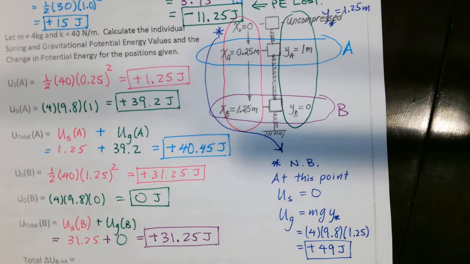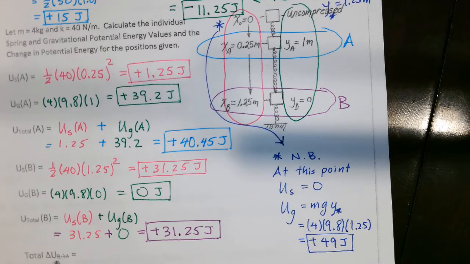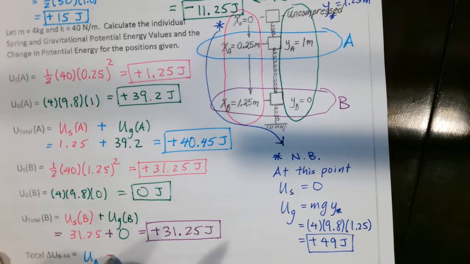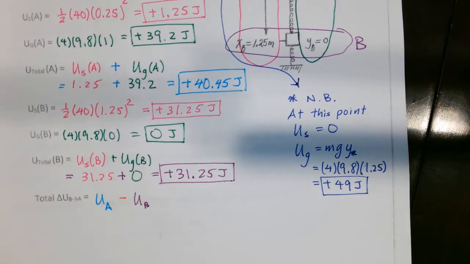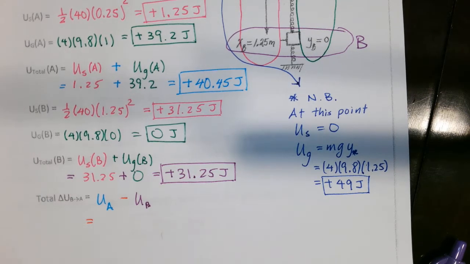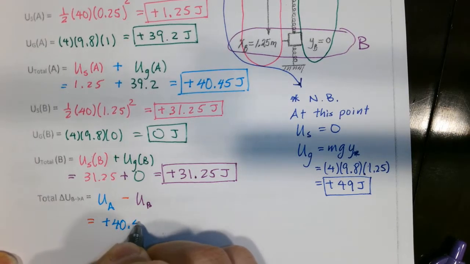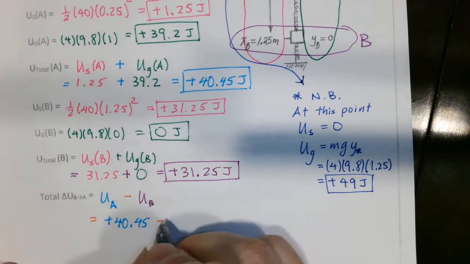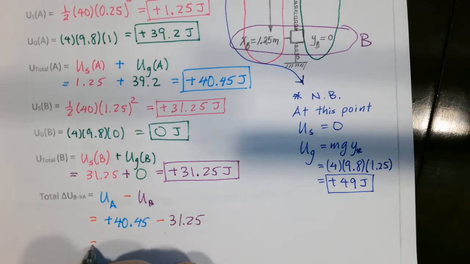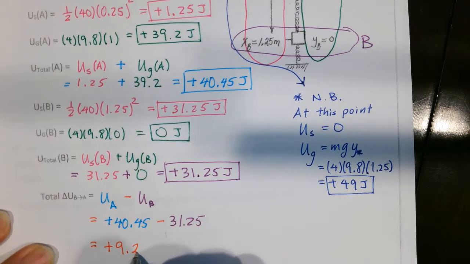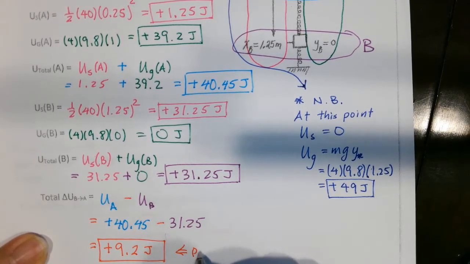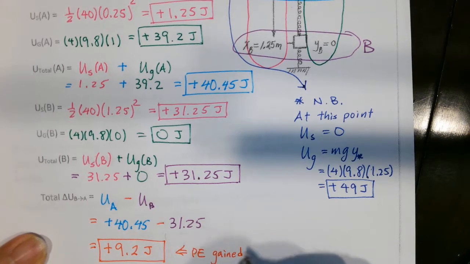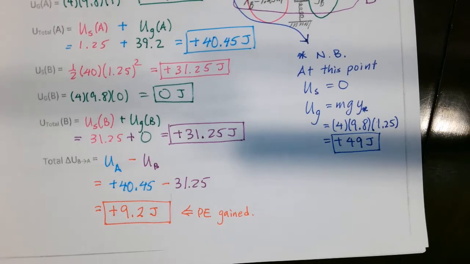So how much potential energy change is there from UB to UA? That is UA minus UB. That's the total potential energy at A minus the total potential energy at B. So that is equal to positive 40.45 minus 31.25, and we get positive 9.2 joules of energy gained. Okay, so this is potential energy gained. That's it. All right.